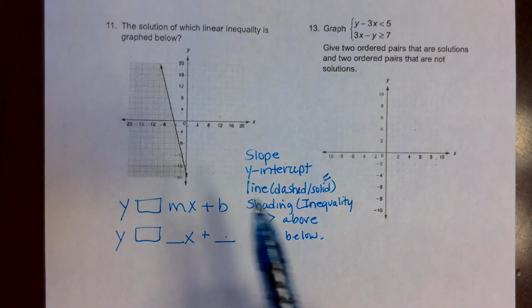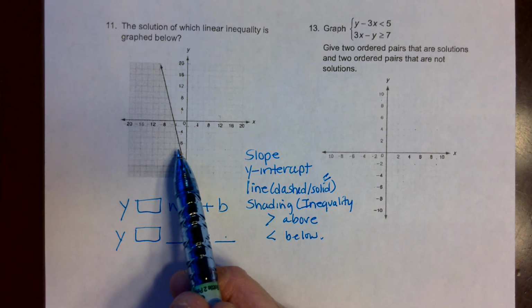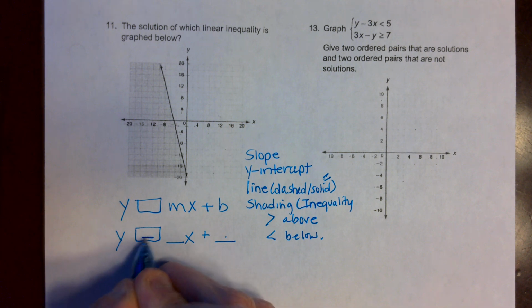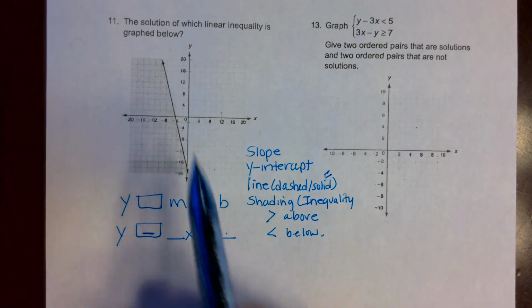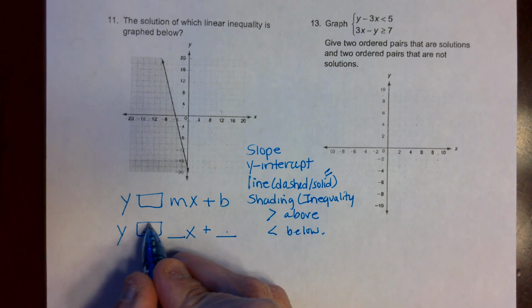So, let's do it. Is it a solid line? It sure is. So I'm going to have a line under it. Is it above the line or below the line? Looks like it's below the line, right? So it is less than.